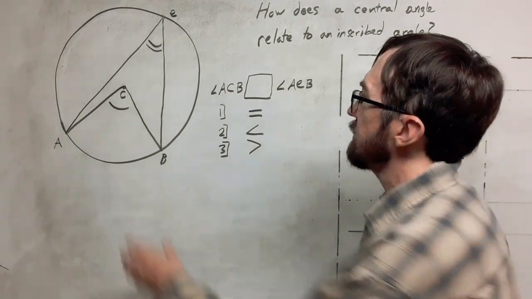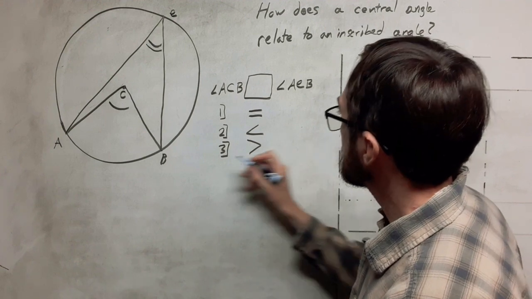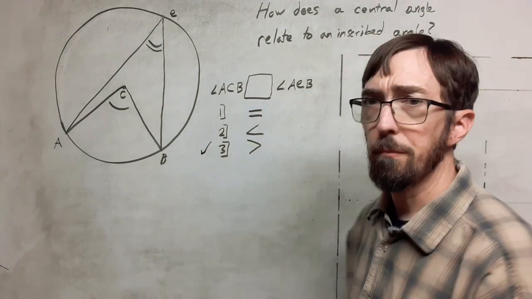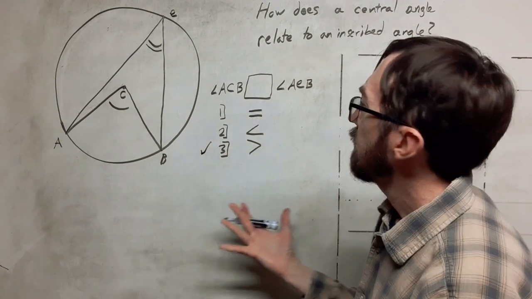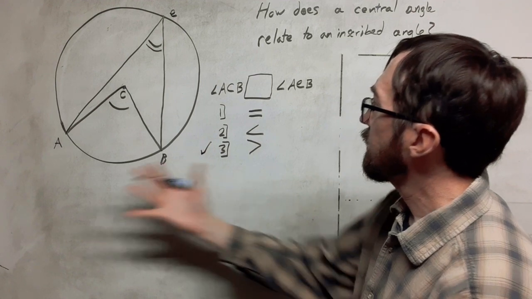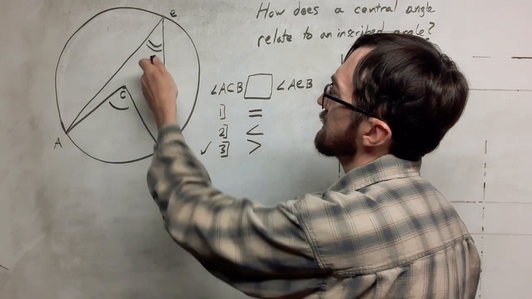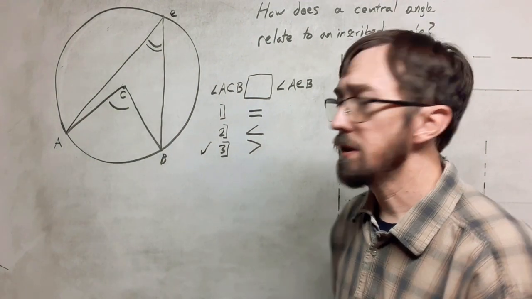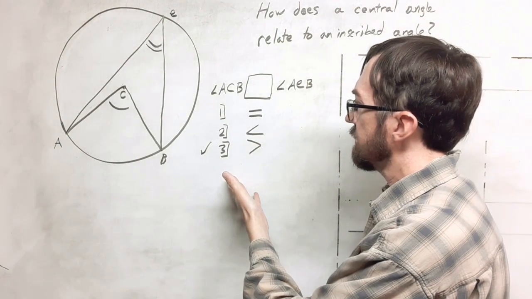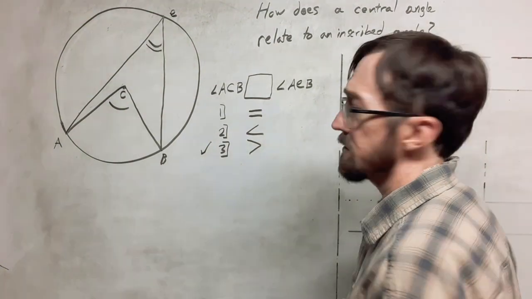Let's just say that we believe this angle is greater than this angle. So let's say that we want to prove number 3 here. We're going to go through and make an argument here and see if we can establish the relationship between these, and then we can either reject this or fail to reject this. So is this true or not?